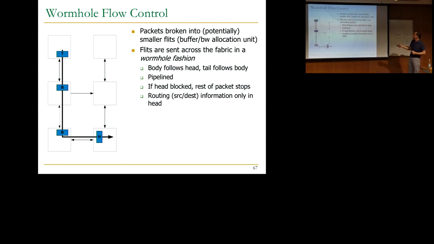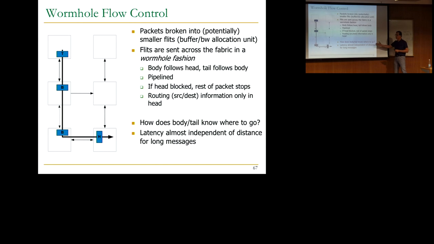If the head is blocked, the rest of the packet stops. Routing information is only in the header. Only the header determines the route, and everything else follows. Once you determine the route based on the header, you leave a trace saying, oh, everything else should go this way. And once the tail comes, it goes that way and clears the router. That's the idea.